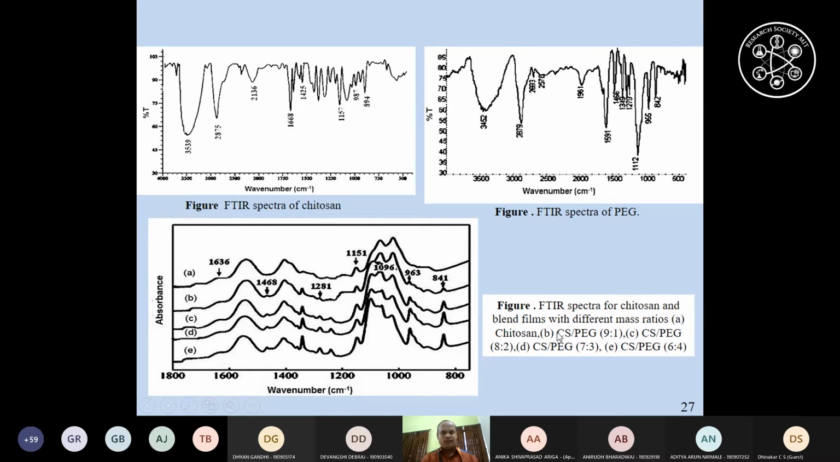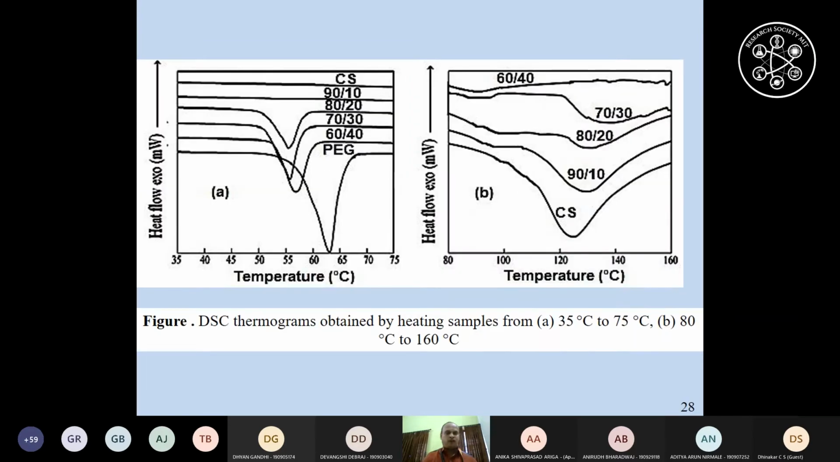Right, here I have given A, B and C. In B and C you may get all the stretching frequencies of chitosan and polyethylene glycol. Imagine that we are just mixing two components. We are not doing any reactions here. So you have to get all the stretching frequencies. If you are not getting any one of the stretching frequencies, then there will be no miscibility from the FTIR point of view. Just see that here I have taken chitosan and PEG at different temperatures. I have done the DSC studies.